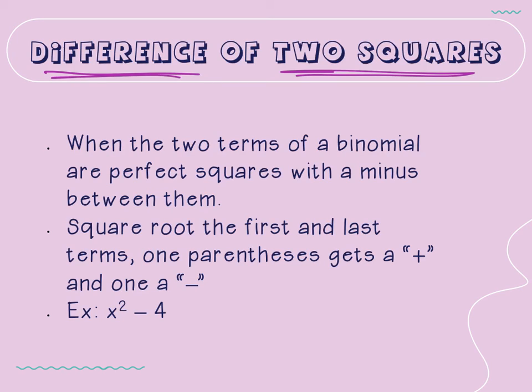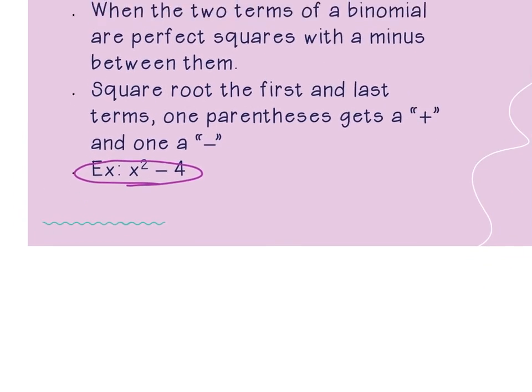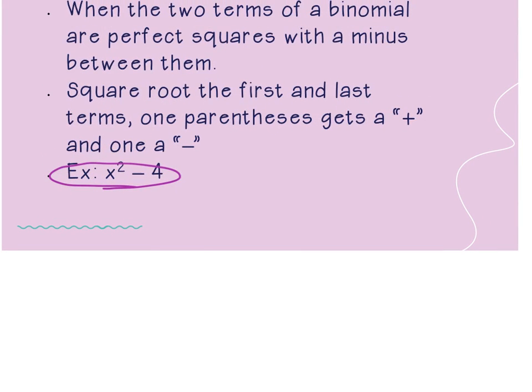And the way that we factor it is by square rooting the first term and square rooting the second term, repeating it, one with a plus and one with a minus. So if I look at this example here, x squared minus 4, x squared is a perfect square, 4 is a perfect square, there's a minus in between. So when I factor this out, I'm going to square root the first term and I get x and x. I'm going to square root the second term and I'd get 2 and 2. And one of these parentheses gets a plus and one gets a minus.